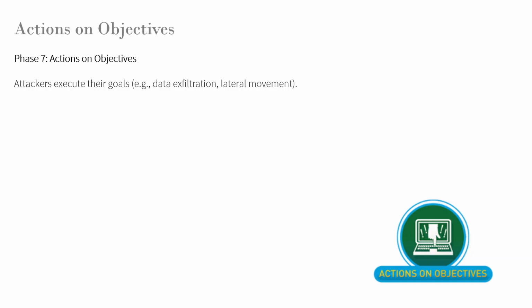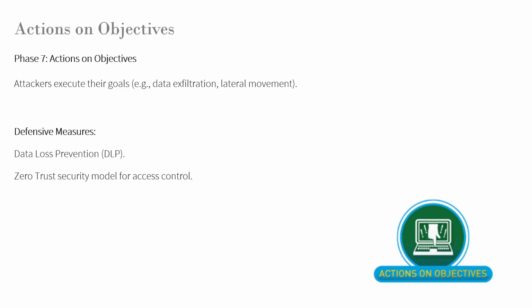Phase 7: Actions on objectives. At this last stage, the attackers execute their goals. This could be lateral movement, intrusion of another target, or data exfiltration and destruction of data. The actions on objectives defense measures include DLP to monitor and block unauthorized attempts to transfer sensitive data outside the network.